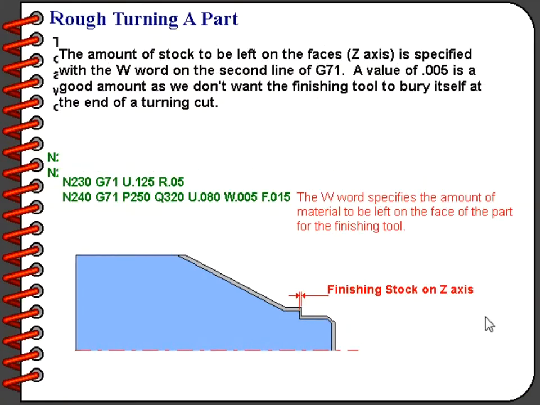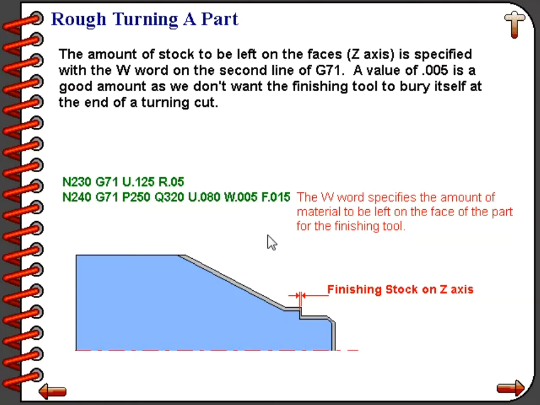The amount of stock to be left on the faces, which is the z-axis, is specified with the W word on the second line of G71. A value of 5/1000ths of an inch is a good amount, as we don't want the finishing tool to bury itself at the end of a turning cut. We'll show you what that means in the next slide.